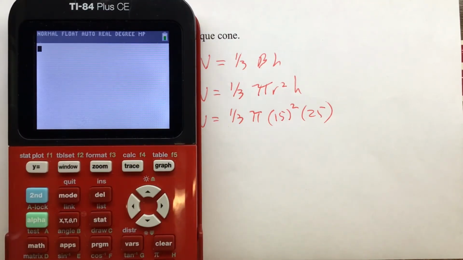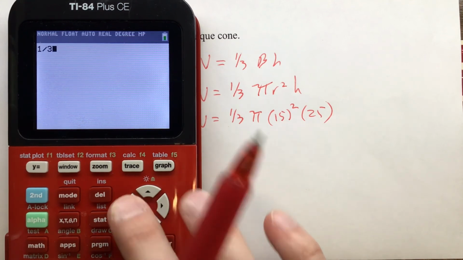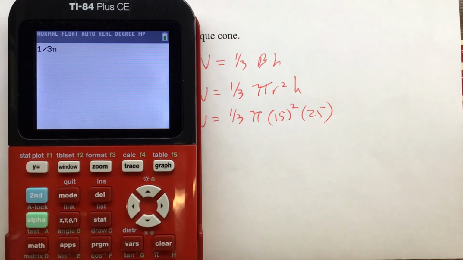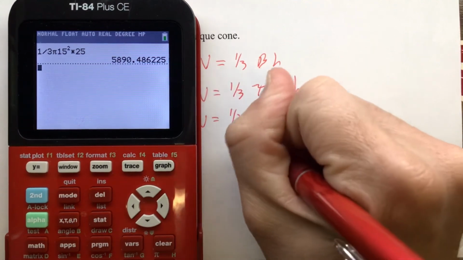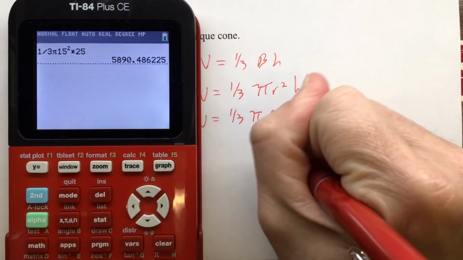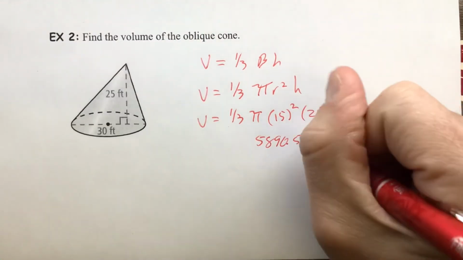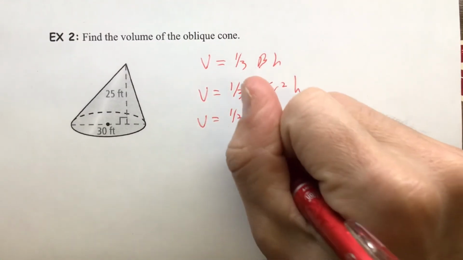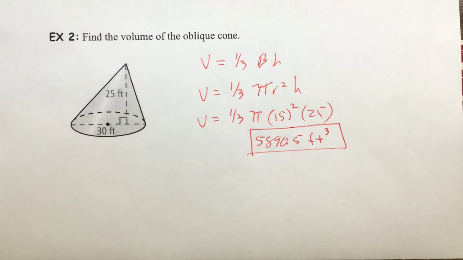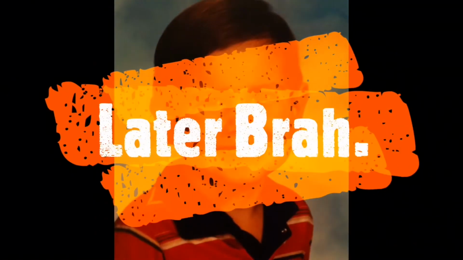Let's see what that looks like. We have 1 divided by 3 times pi times 15 squared times 25. So we get 5,890.5 feet cubed.